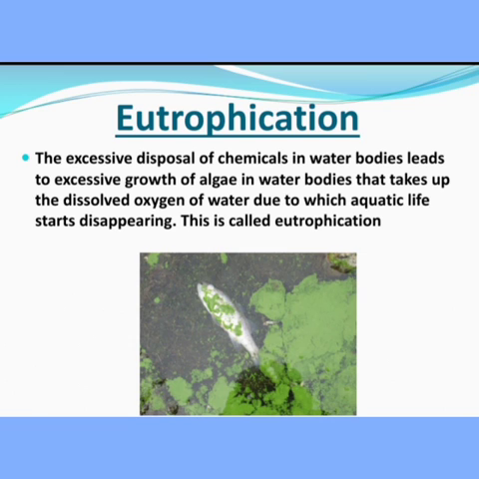So when a lot of chemicals go into the water, what happens? Algae grow more, okay. That is said to be algal bloom, okay, excessive growth of algae in water bodies. So this takes up the dissolved oxygen.